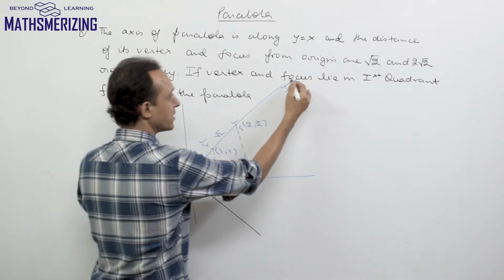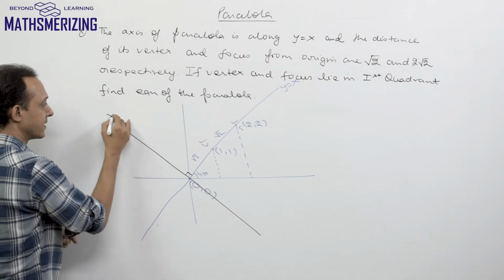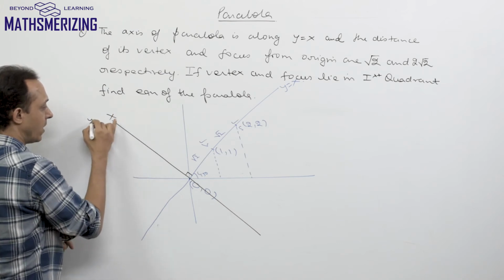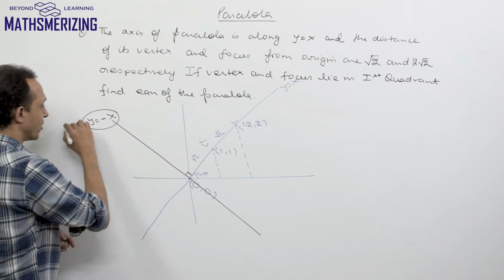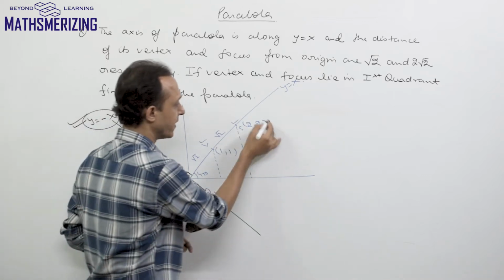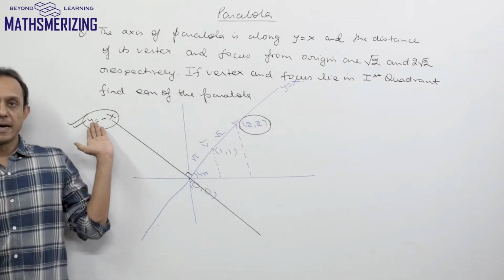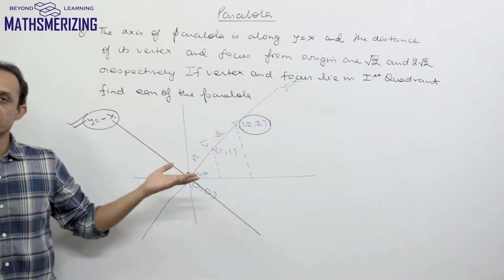The equation of the axis is y is equal to x. So the equation of the directrix simply will be y equals minus x. So now we have the directrix, we also have the focus. So once we have the directrix and focus, we can write the equation of this parabola.